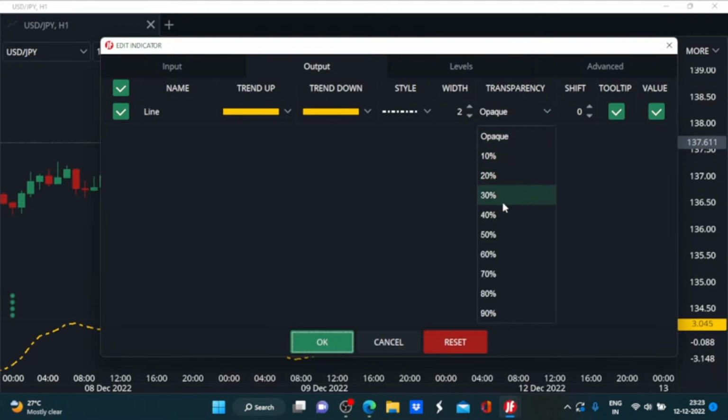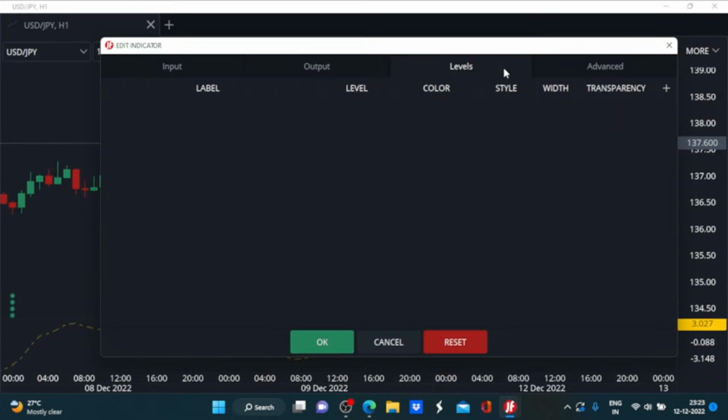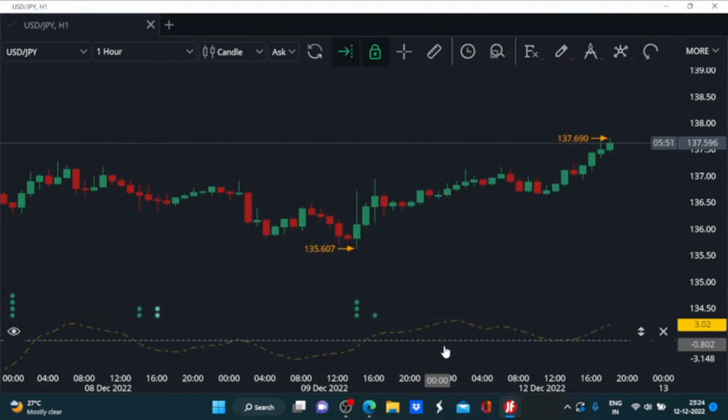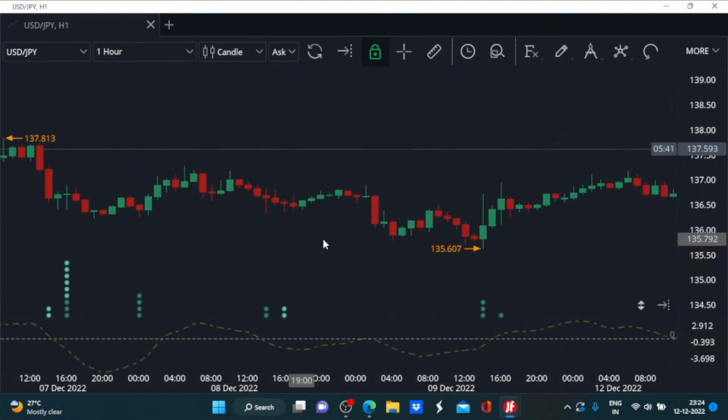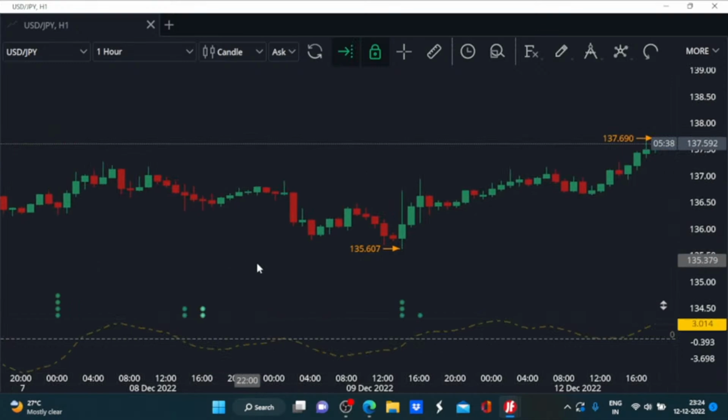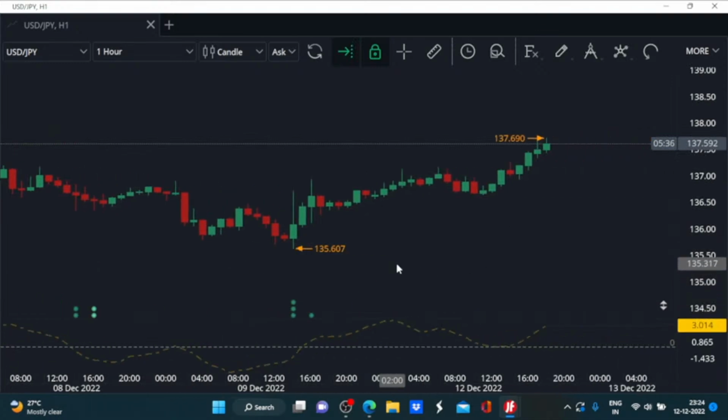If you want to make this indicator look less prominent on the chart, the transparency can be increased. Levels, I don't really think, since this is an unbounded indicator, any particular level is going to be helpful. Maybe 0 can be used as a marker. So if you feel like, you can add a 0 as the marker, and this level can help us in making it easier to judge when things are shifting from one side to another.